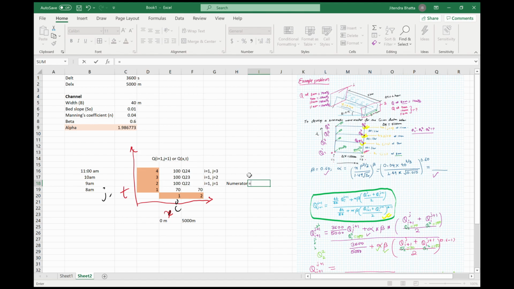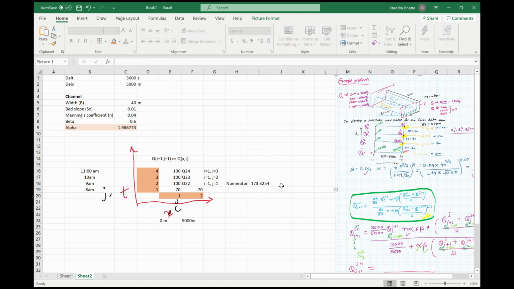So for numerator, this will be equal to delta t divided by delta x times q12. q12 is 100, plus alpha into beta into alpha. This is our average. So average of q21 and 12. This is our 21 and 12. So this is our numerator, and we also have to find our denominator.